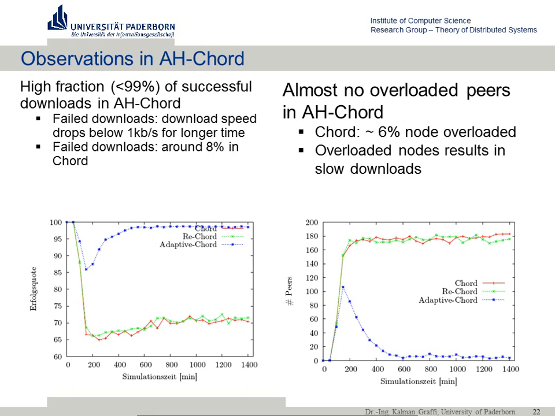This is the number of overloaded peers. Out of 1,000 or 2,000 nodes, there are lots of nodes overloaded in Chord, while in adaptive Chord there are rarely some overloaded nodes. Of course, there might be some if you don't find capable peers, but then you also know that there are no further capable peers in the network that are able to take that load.